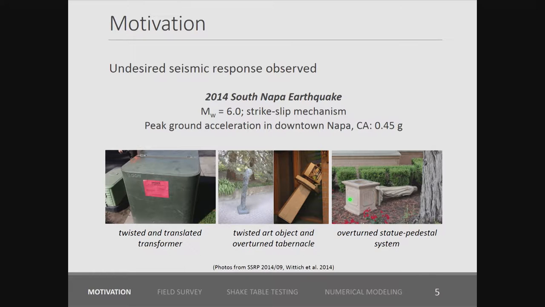On the far right is another example of an overturned statue pedestal system. However, it's interesting to note that this statue was originally facing away from the building, indicating that at some point during its earthquake excitation, it twisted about 180 degrees about the vertical before landing face down in the mulch. These sets of post-earthquake reconnaissance images not only highlight the wide variety of components within this class of structures, but also the wide variety of failure and response modes that are possible in the event of an earthquake.